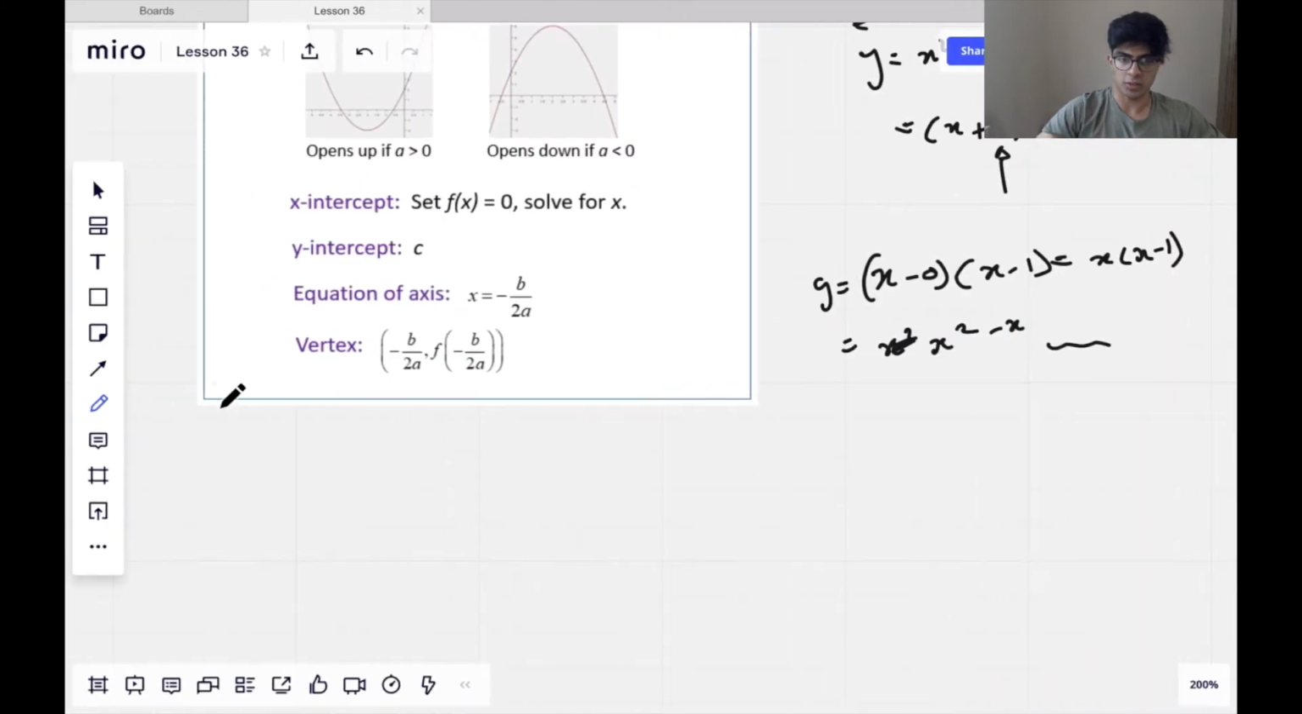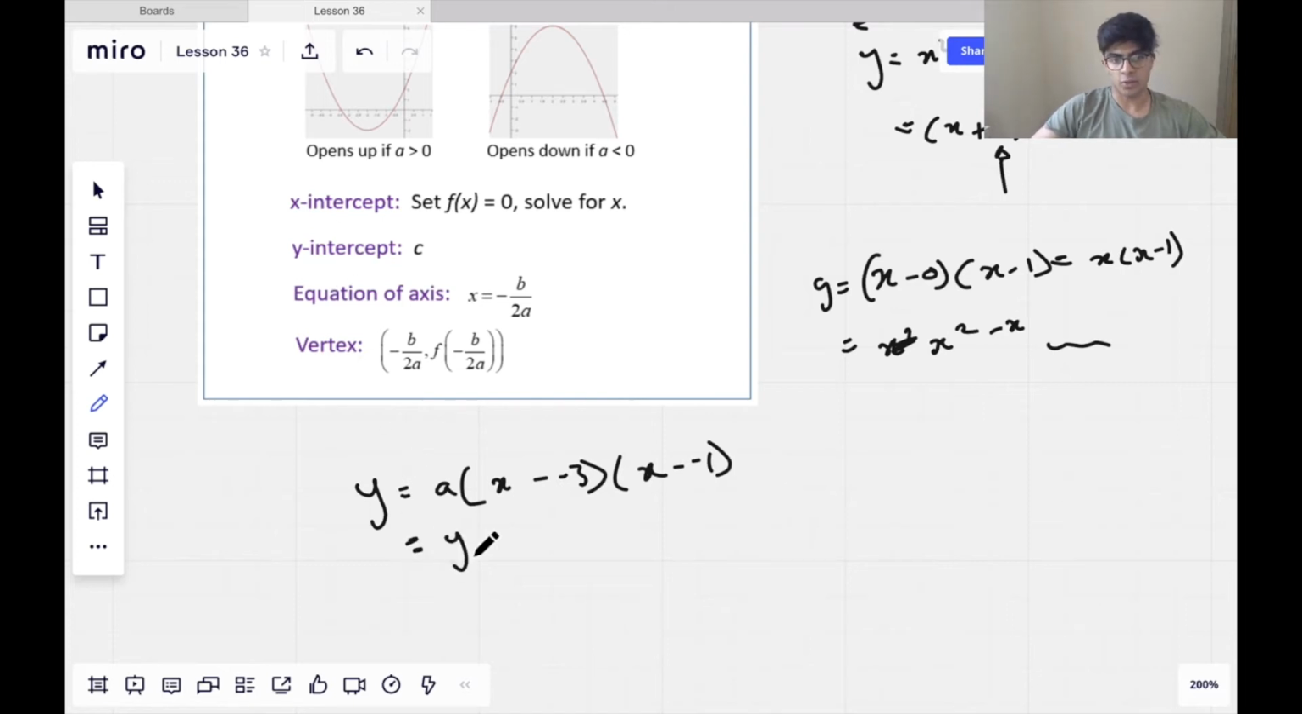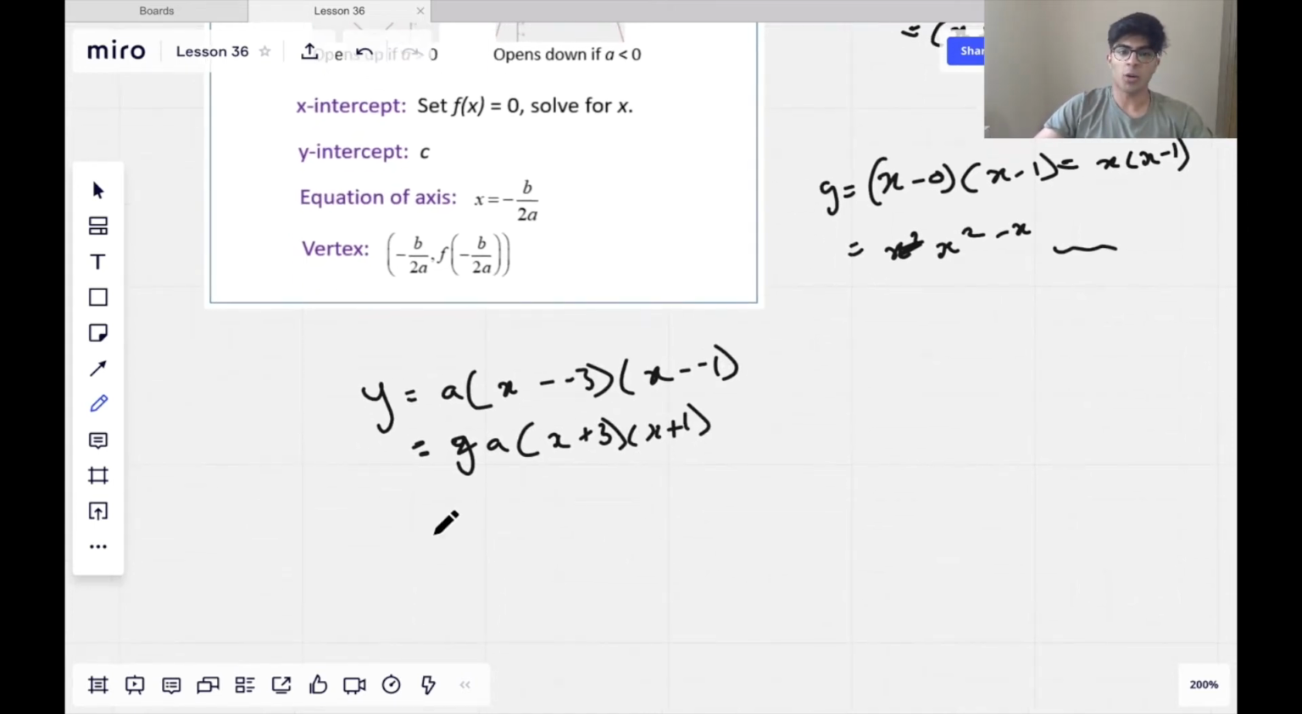So we go back to this page, we'll have it in the form of y equals, and you leave an a in the front here right now. It was x minus 3, and then x minus 1. And now you have a(x + 3)(x + 1). And now when you multiply all of this out, right, you'll get a into some x squared term, some x term, plus a 3 at the end, right?